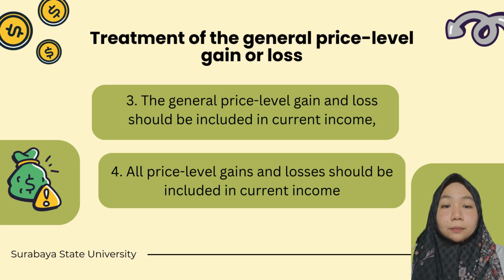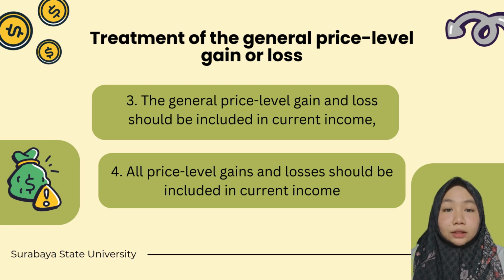Treatment of the general price level gain or loss. Number 4, both the general price level gain and loss should be included in current income, with the exception of gains and losses related to long-term debt, which should not appear until they are realized through the redemption of the bonds. Number 5, all price level gains and losses should be included in current income, with the exception of gains and losses that arise from including monetary items in shareholders' equity, for example, preferred shares having monetary characteristic. As a general rule, all price level gains or losses are recognized in the general price level income statement.